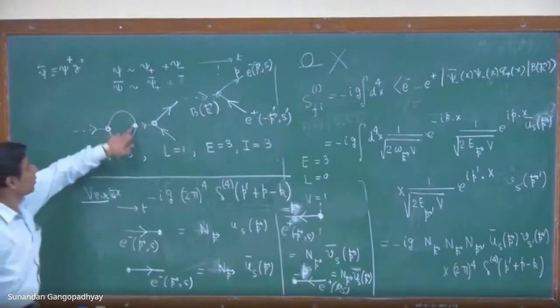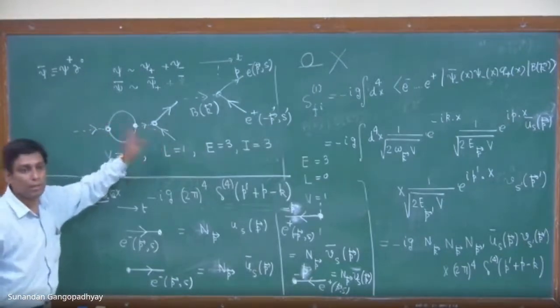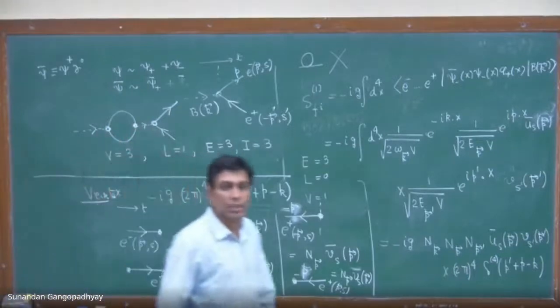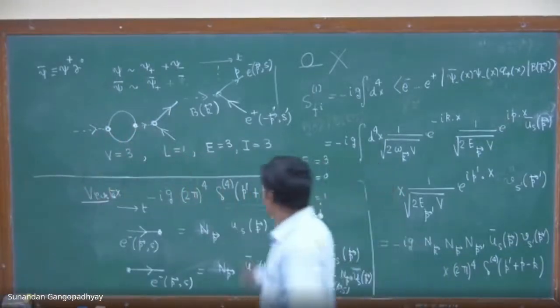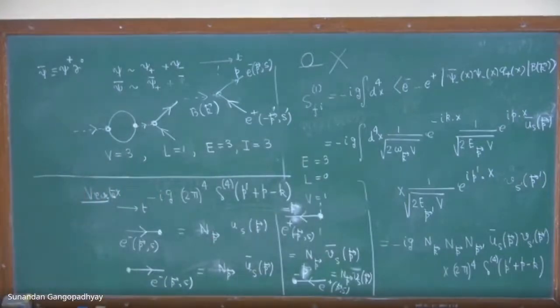So this is one propagator. This is one propagator. This is one propagator. So these are the number of internal lines. So this is the anatomy of a Feynman diagram. Always look at the anatomy of a Feynman diagram, then you will understand Feynman diagrams very well.